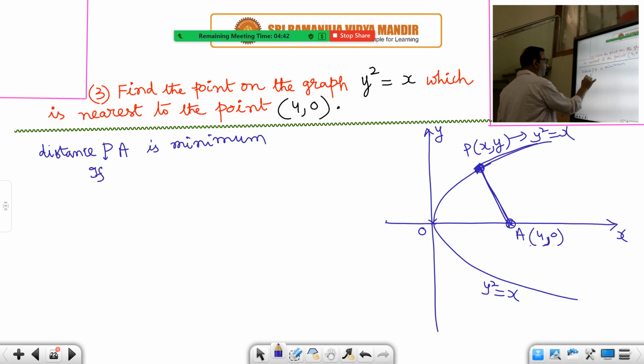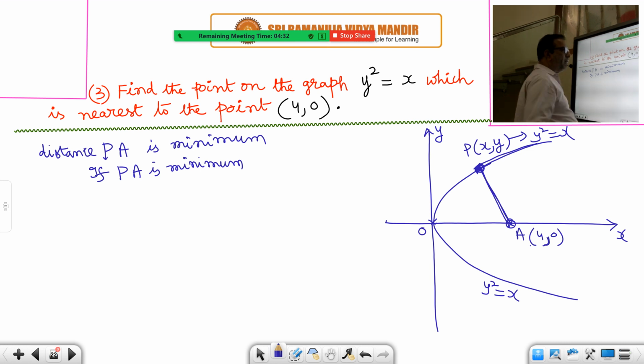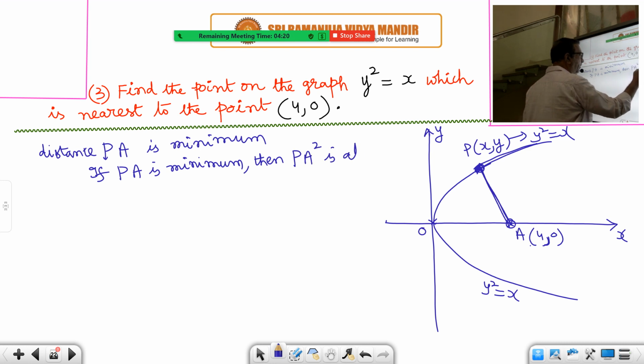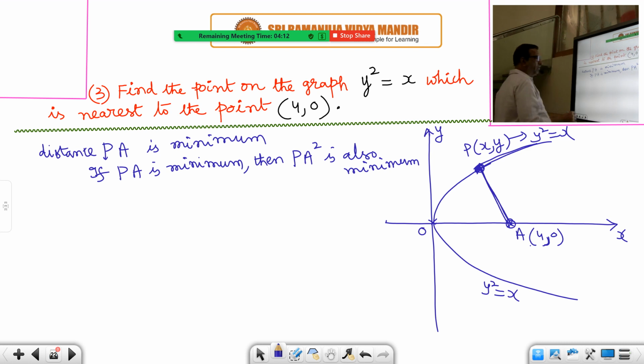If PA is minimum, then PA square also will be minimum. PA means the distance between 2 points, root of x1 minus x2 whole square, so the square root will come. To avoid that, if PA is minimum, then PA square is also minimum, because distance is positive and its square is also positive. Let S is equal to PA square.